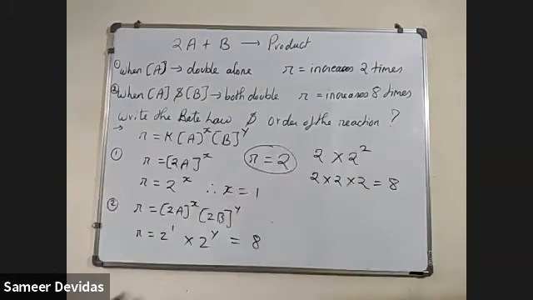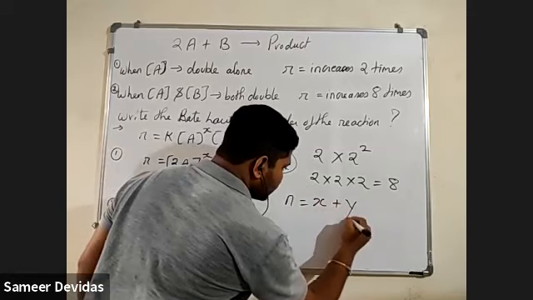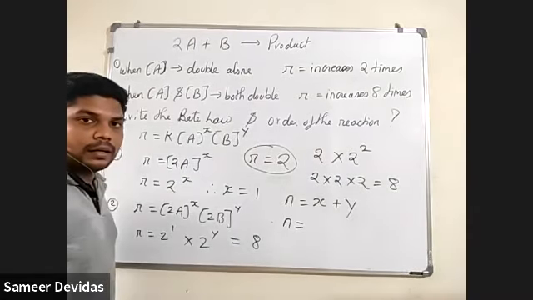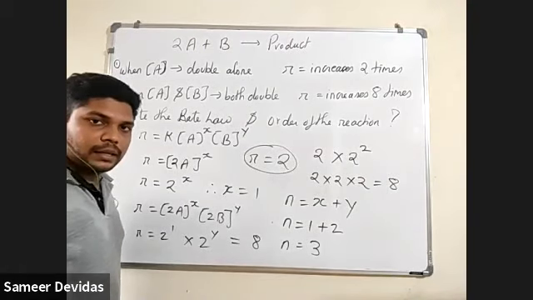Next we need to write down the order, because they have asked the order of a reaction. What is the formula, students, to write down the order? N is equal to x plus y. What is the value of x? 1. What is the value of y? 2. What is the order? 3. Is this clear?